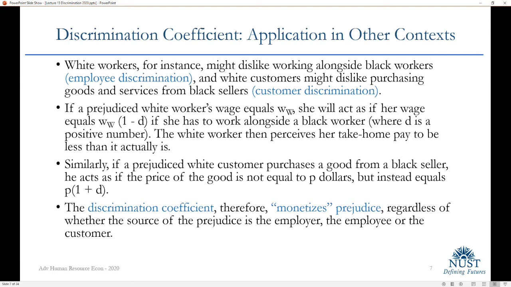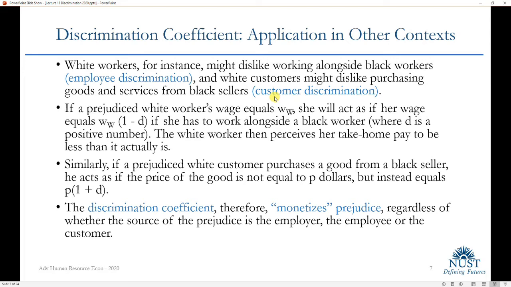As an employee, if I am going to apply for a job, and if I know that this is a predominantly black firm and I am a white person and I do not like to work with black people, then my perceived wages will be lower. So even though the employer might be paying me $100, I will perceive it to be 80, for example, because I will have to work with black workers whom I do not like very much. So you can apply this concept to employee discrimination as well. You can also apply the same to customer discrimination.